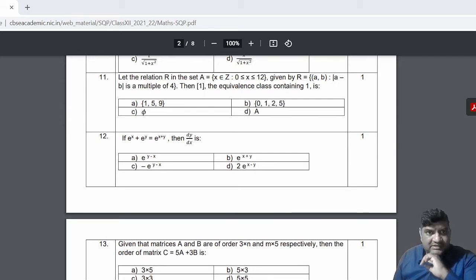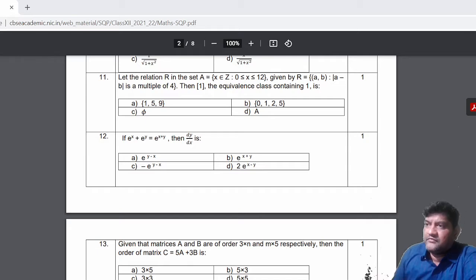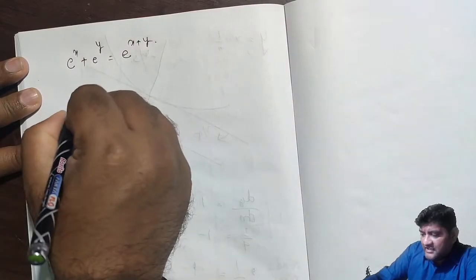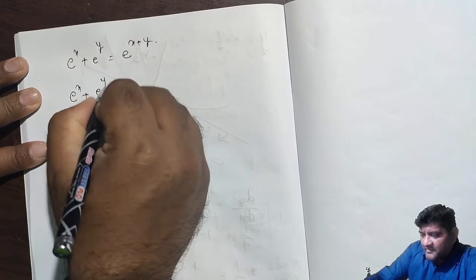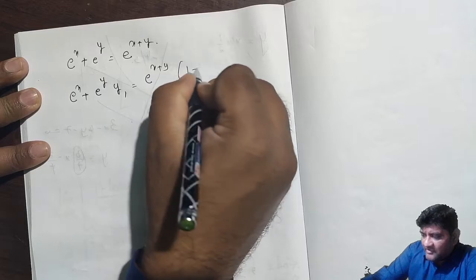This question, 12th question, please remember the answer is minus e to the power of y minus x. A very simple question. Students go wrong in this question. So you have e to the power of x plus e to the power of y is equal to e to the power of x plus y. So what happens here? You quickly differentiate this function: e to the power of x plus e to the power of y, y1 is equal to e to the power of x plus y into 1 plus y1.